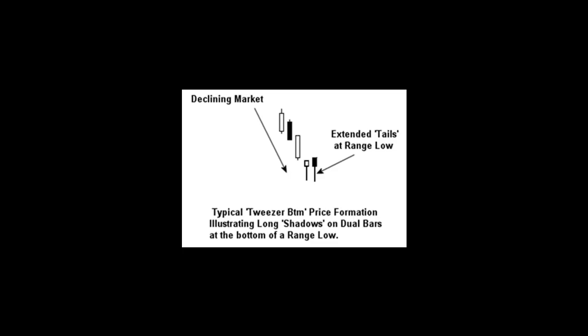Here's the bullish tweezer chart pattern, found at a range low, denoting dual bars with similar candle body size and long lower shadows or tails. It's most productive when it sets up like this at a key level of support. It's valid in any time frame, and candle body color makes no difference.